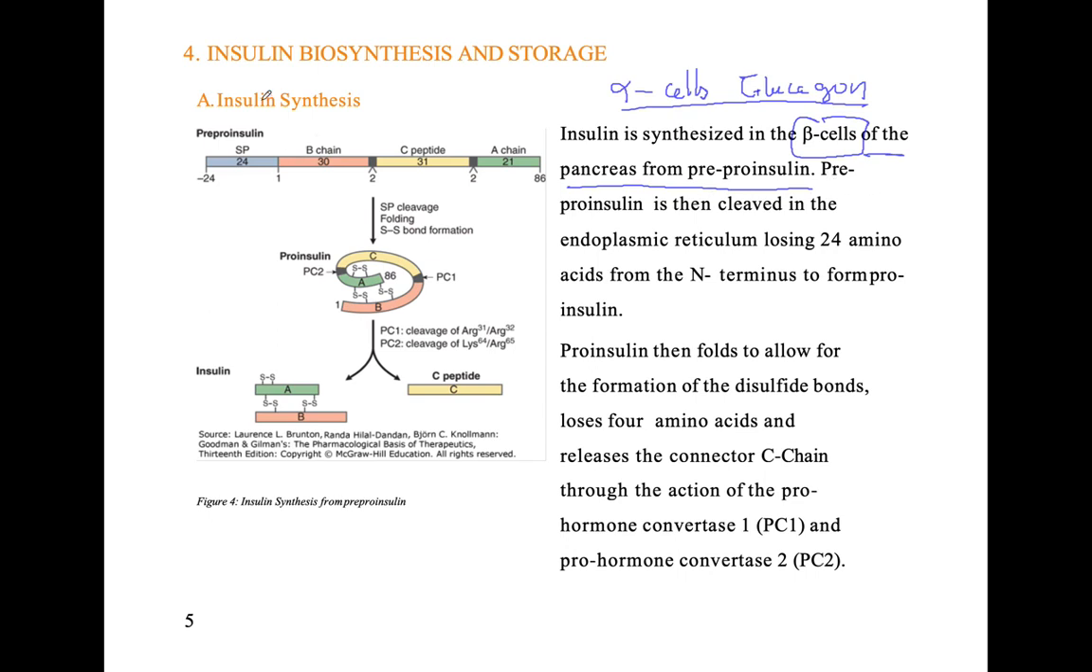Pre-proinsulin is the molecule that's going to be cleaved, and it is going to lose 24 amino acids to generate proinsulin. Proinsulin in turn is going to be cleaved by prohormone convertase 1 and prohormone convertase 2. In this process, we are going to lose the C connecting chain here, and the A and the B chain remain, connected because of the presence of cysteine residues.